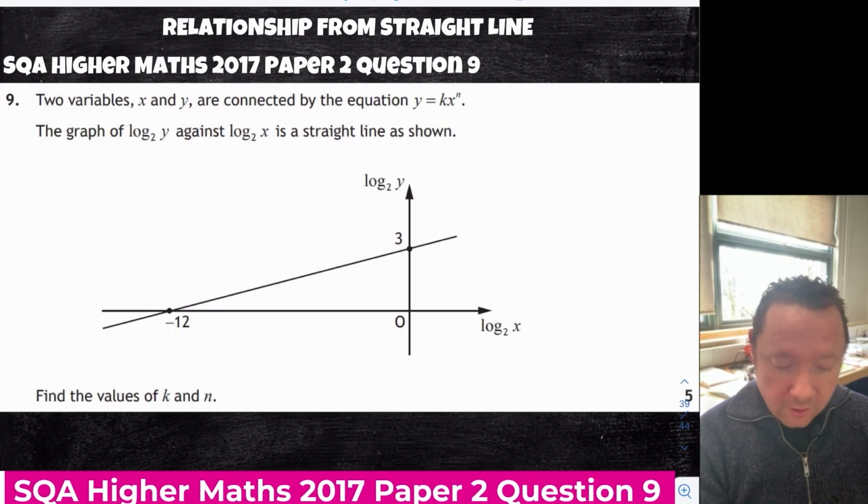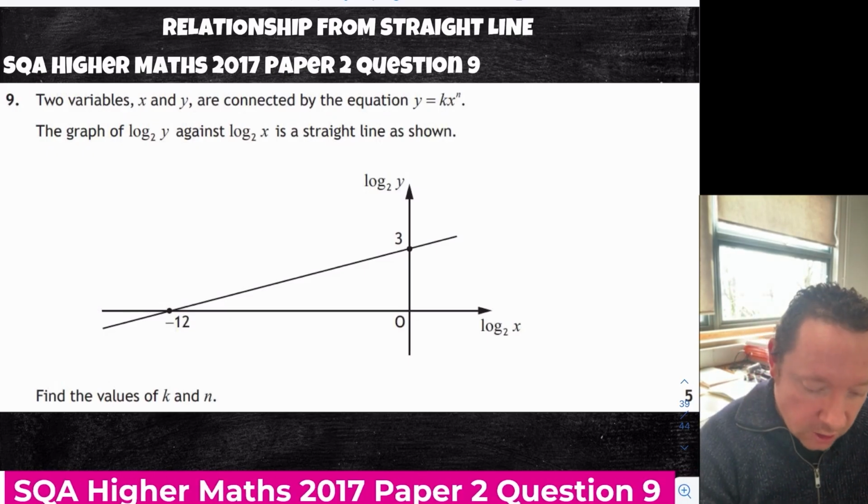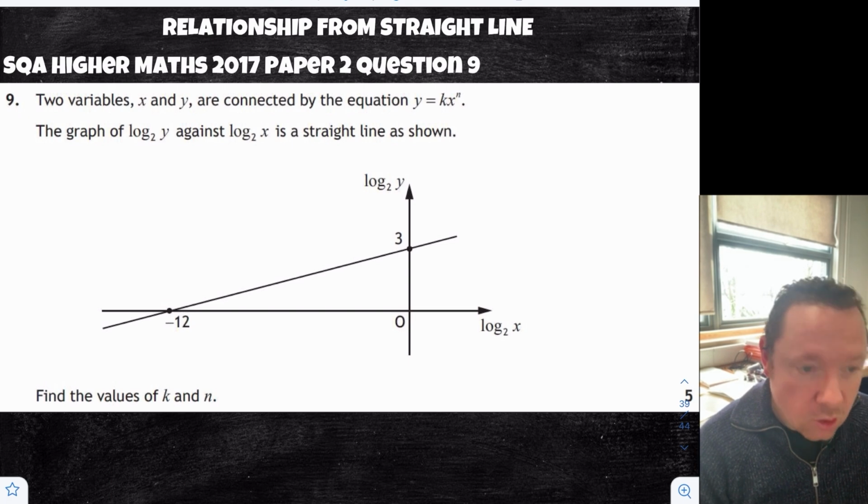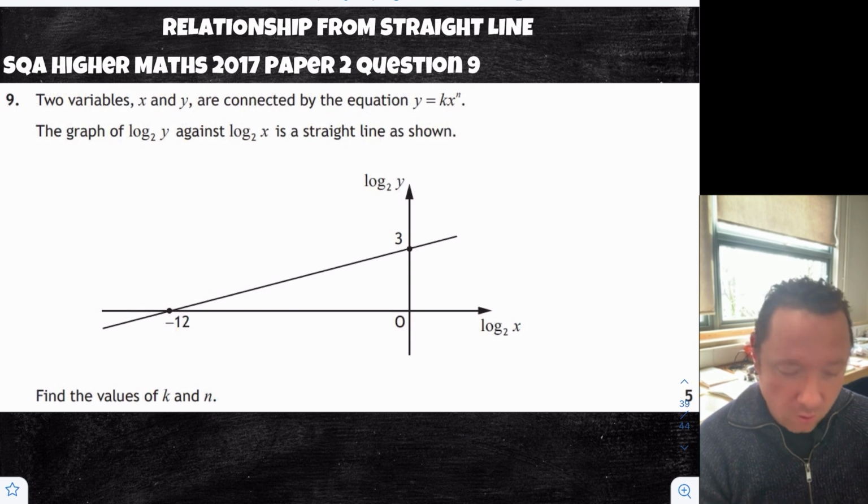Finding the relationship from a straight line. In other words, changing the axes so that one or both become logarithmic axes, and then that makes a straight line, so we can work from there. So let's have a look at this question. Two variables x and y are connected by the equation y equals k times x to the power of n.